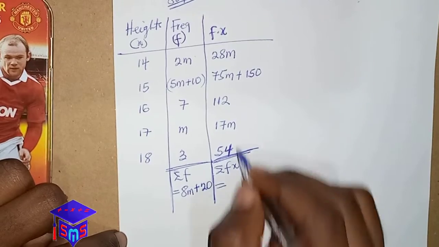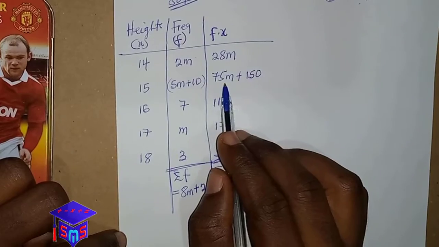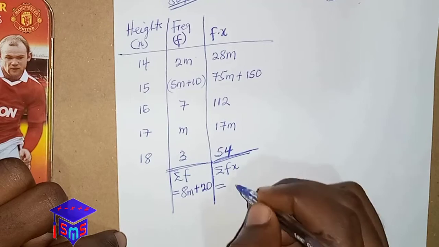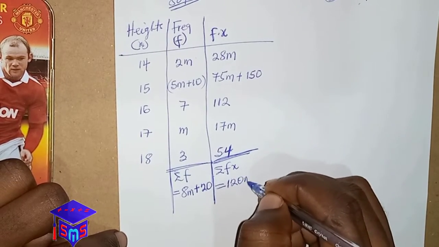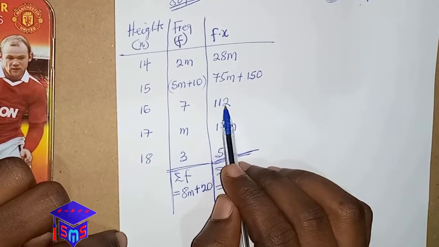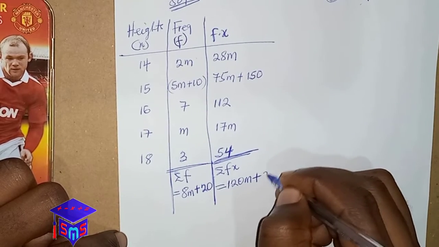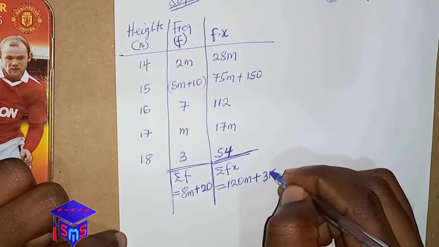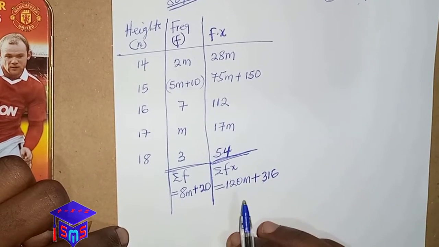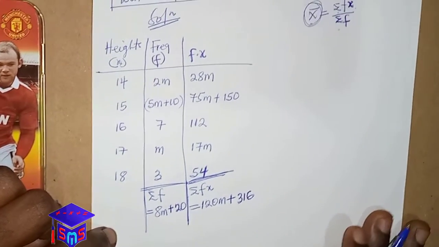Now when you come to sigma fx, you are having 28m plus 75m, then plus 17m, and that should give us 120m. Okay, and then 150 plus 112 plus 54, that should also give us 316. Okay, so these are what we are getting for sigma f and sigma fx. So you quickly come to the formula and then fix them inside.